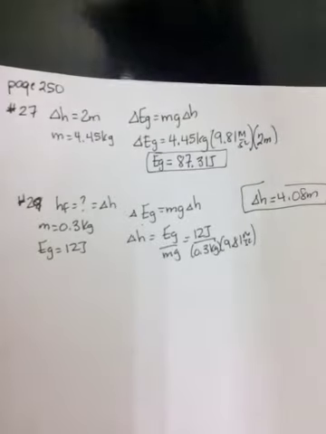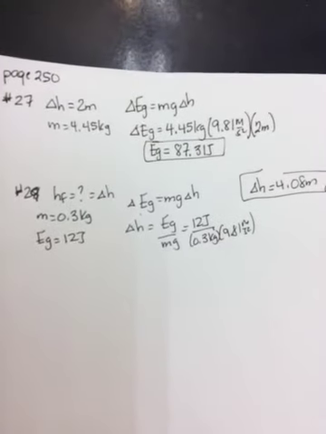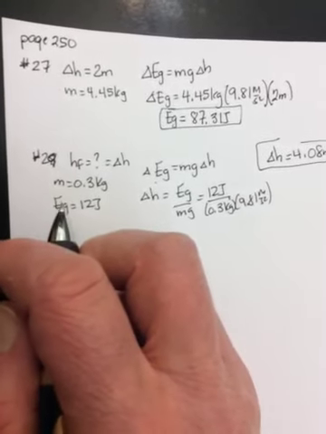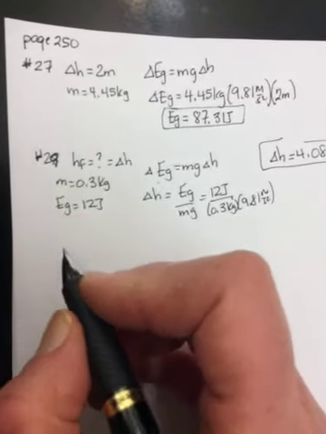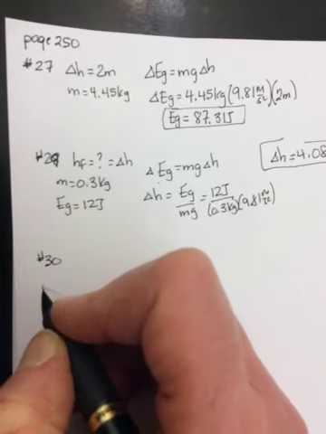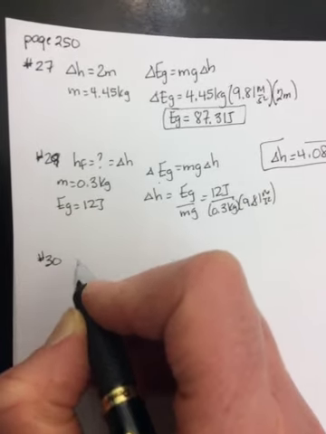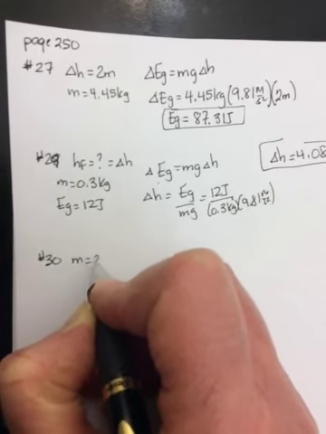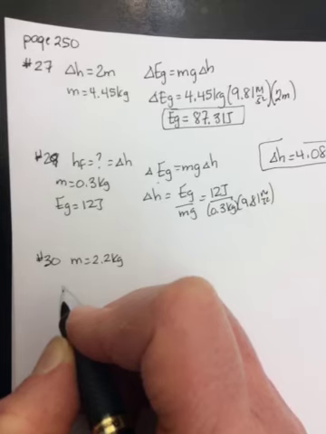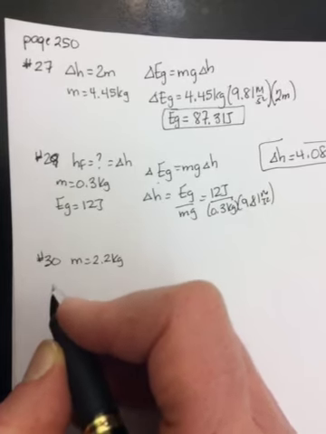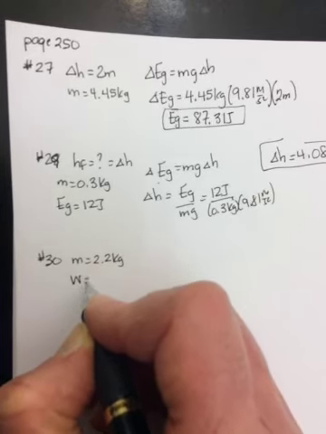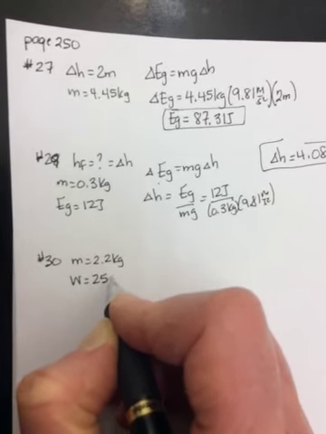Flip the page to page 254. And here I think I asked you to do 30 to 33. So number 30. A student lifts her 2.2 kilogram pile of textbooks, so M is 2.2 kilograms, into her locker from where they rest on the ground. She must do 25 joules of work in order to lift them. So 25 joules of work, and she's lifting them.